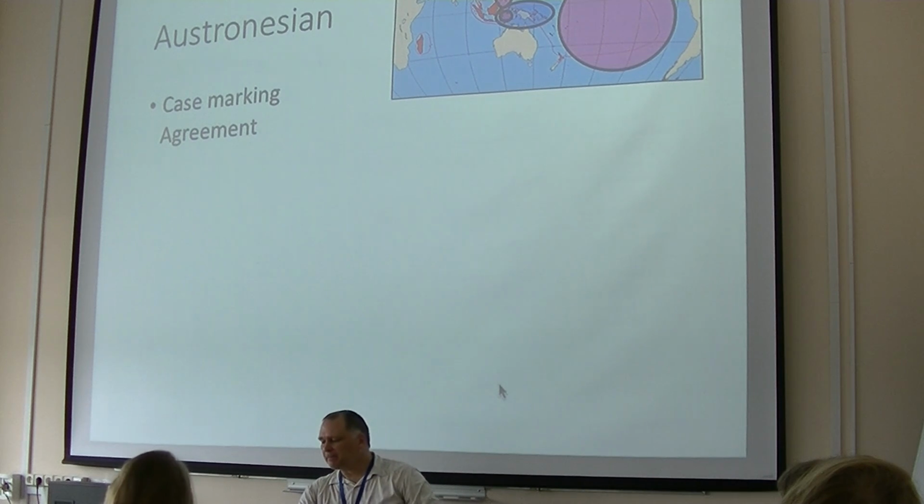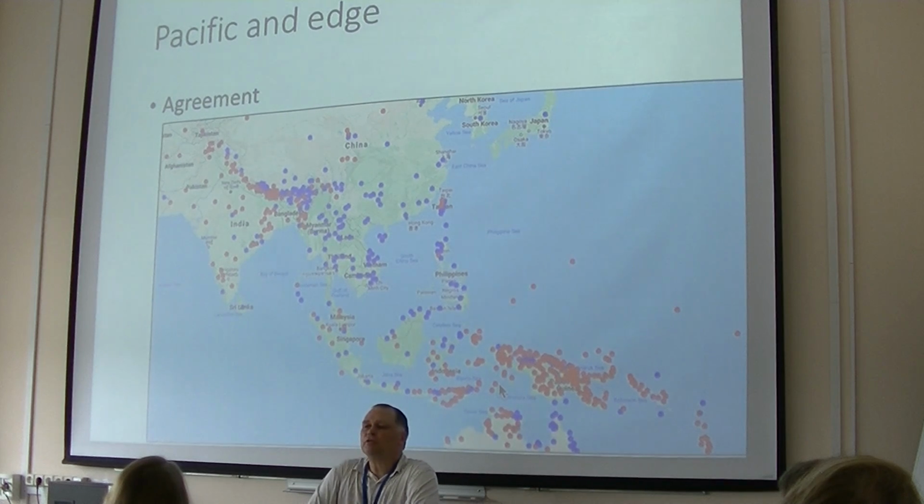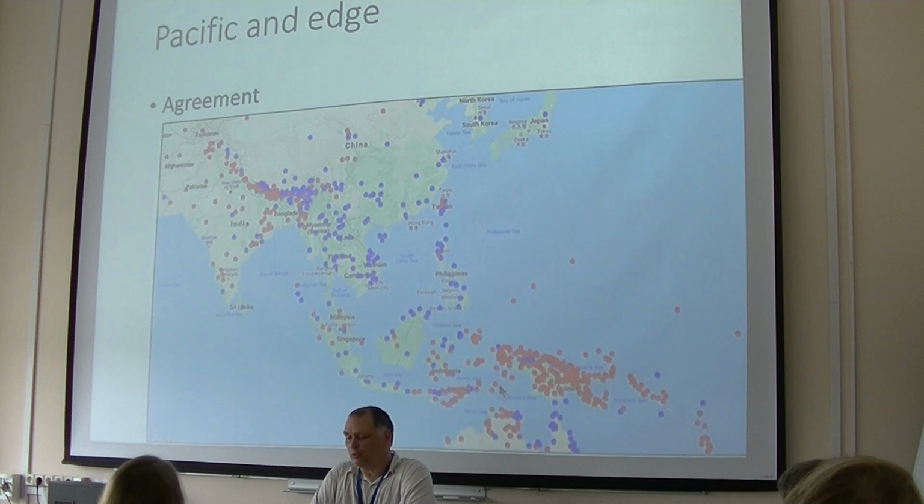This is even better expressed if I show you a map. This is where languages have agreement. Red is there is verbal agreement in the language. Blue is there is not verbal agreement.